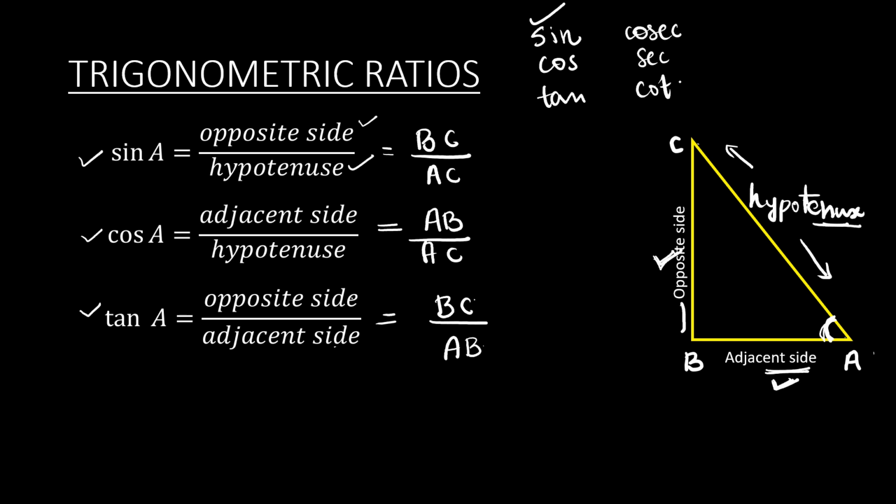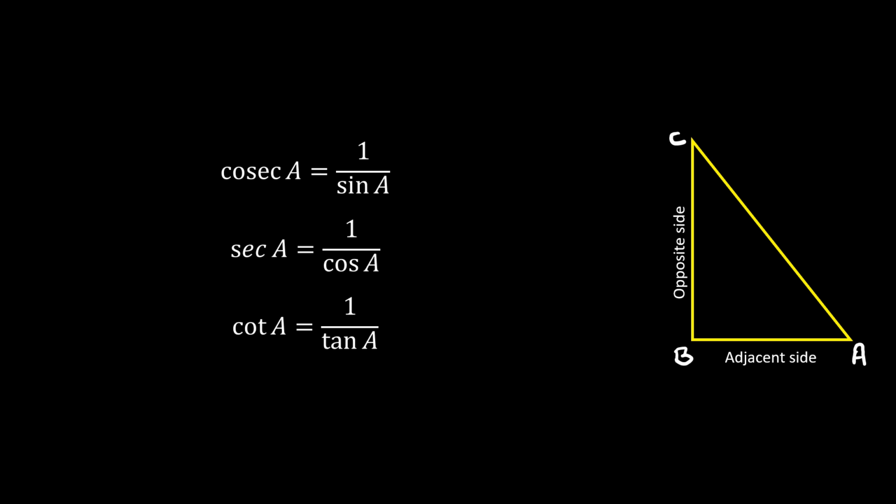Sine A is opposite side by hypotenuse, cos A is adjacent side by hypotenuse and tan A is opposite side divided by adjacent side. Now we will see the remaining three, that is cosec, sec and cot. Here, cosec, sec and cot are the reciprocals of sine, cos and tan. That is cosec A is 1 by sine A.